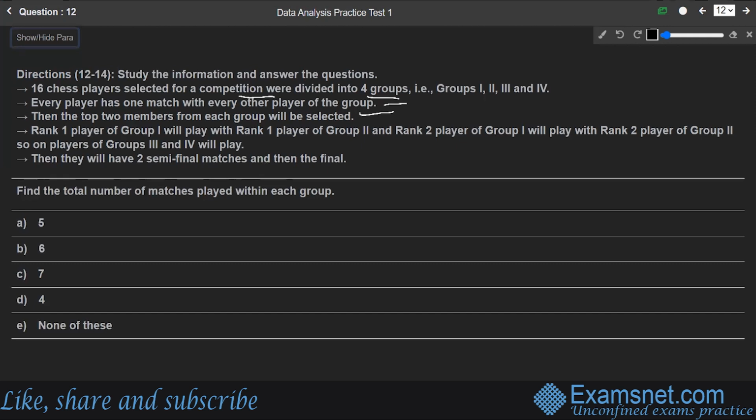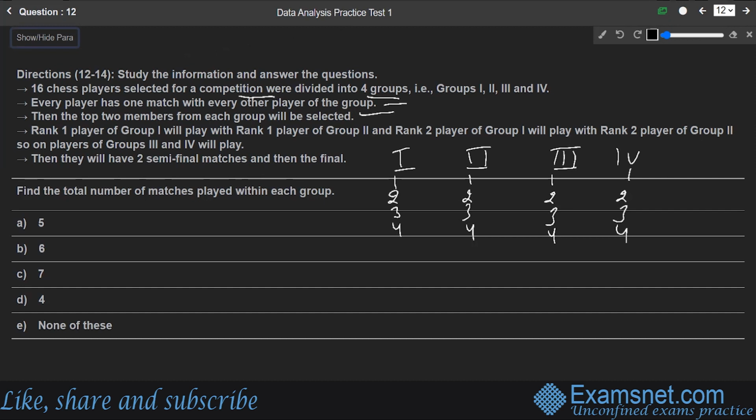So let us form the groups: group 1, group 2, group 3, and group 4. He says 16 players have been distributed, so each group would have 4 players. So 1, 2, 3, 4, 1, 2, 3, 4, 1, 2, 3, 4, and 1, 2, 3, 4. This will be the structure of all the groups. Each group will have 4 players in it.